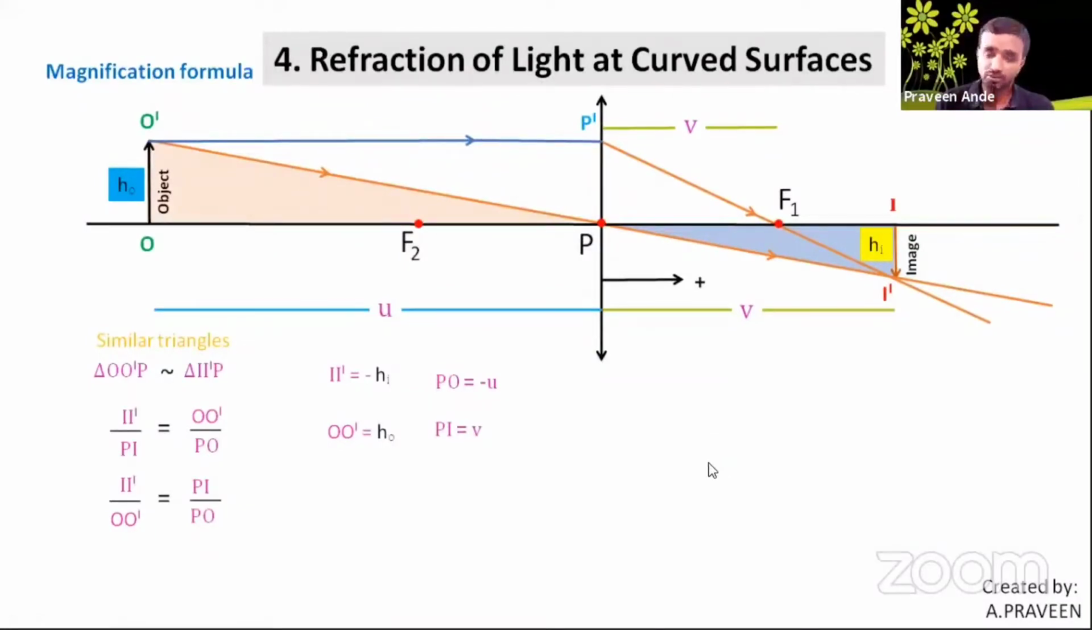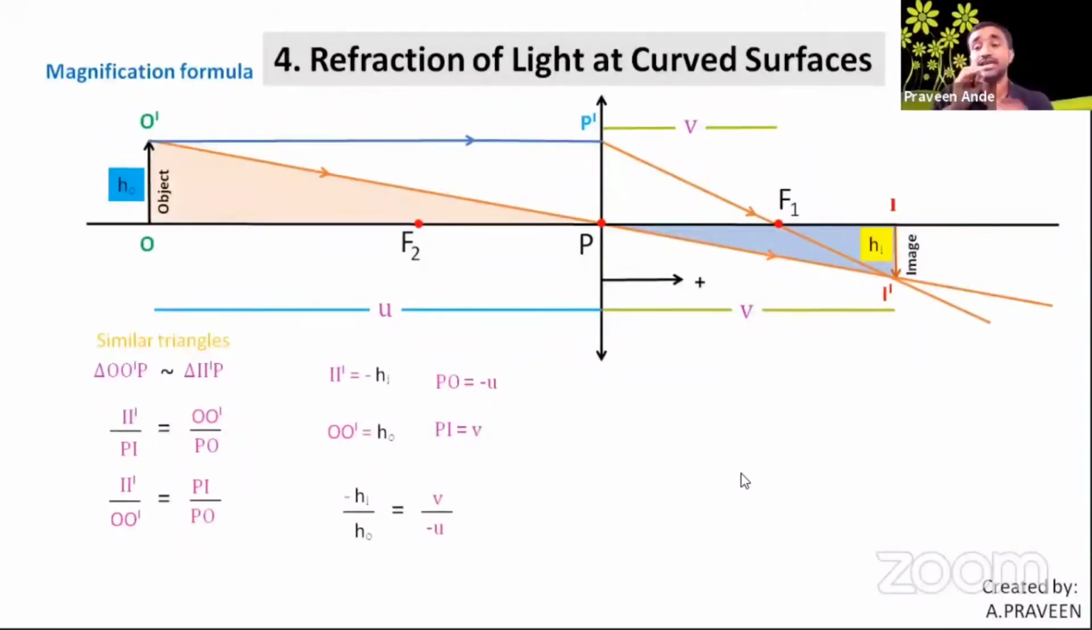Then substitute those four parameters in your relation here. What is that? I dash by O dash equal to Pi by Po. I dash is equals to minus Hi, we will substitute. Then you will write I dash, minus Hi, by O dash, which is H naught, equals Pi which is V, and Po which is minus U. So I got this. Is it clear? Look here.